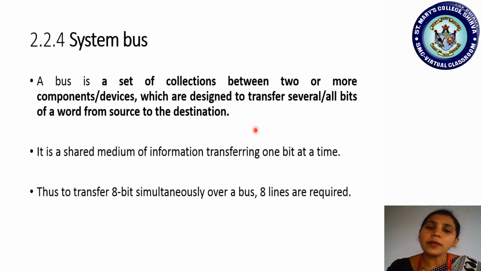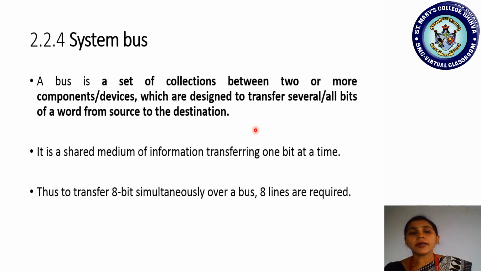So one byte comprises how many bits? 8 bits, and 8 bits form a word. One word could be equal to 8 bits. So a bus is a set of connections between two or more components or devices, designed to transfer several or all bits of a word from source to destination.